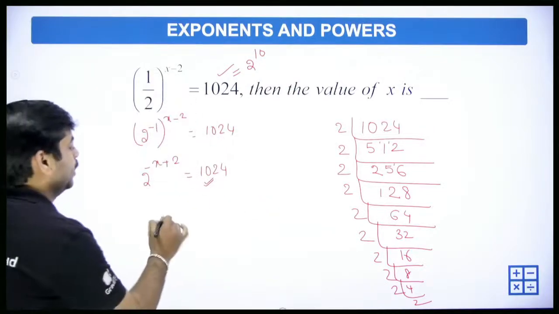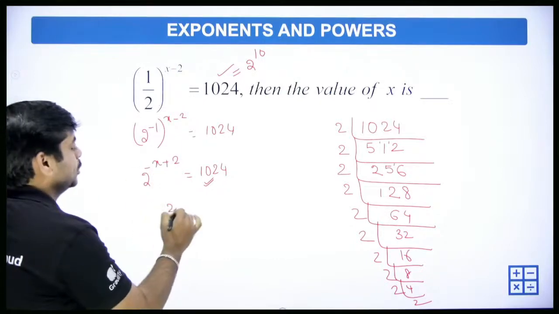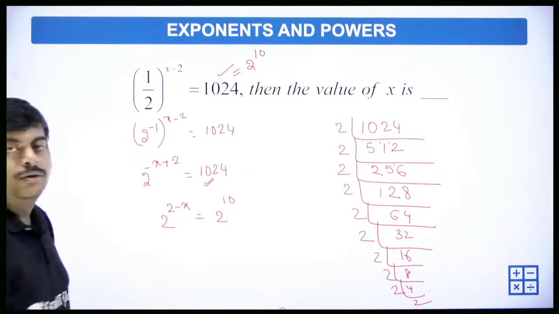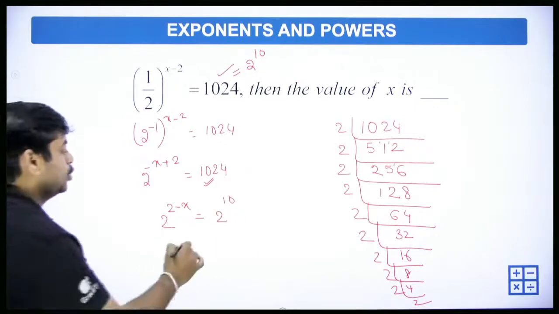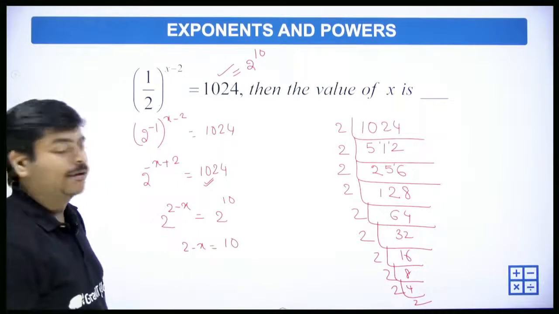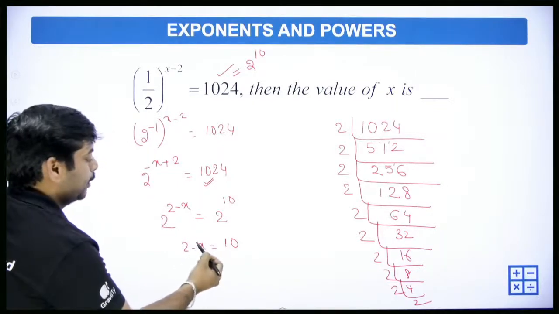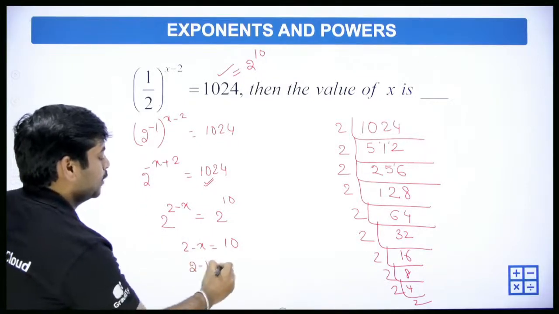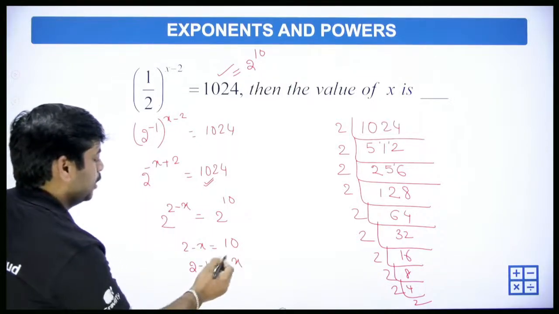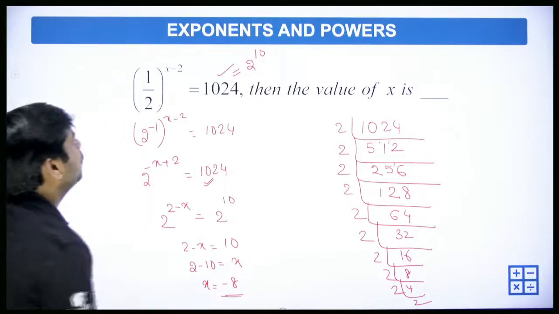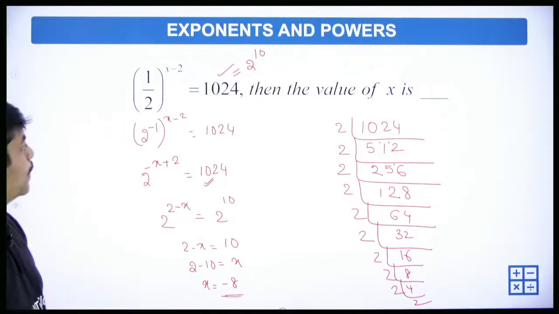So 2 power minus x plus 2 is 2 power 2 minus x. 2 power 2 minus x is equal to 2 power 10, since 1024 is 2 power 10, okay? So 2 minus x is equal to 10. Now carry forward this x to the other side and 10 to the other side. This side 2 minus 10 is equal to x, and so x is equal to 2 minus 10, which is minus 8.